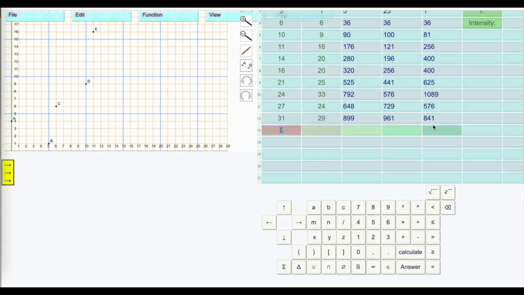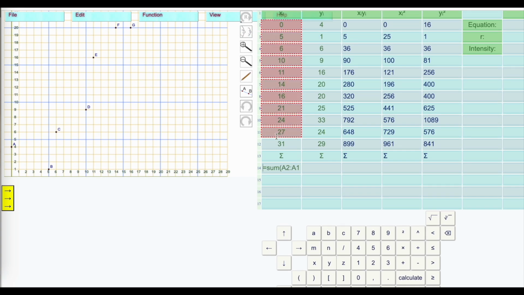I'm just labeling this to separate my sums from my last value, because it's easy to confuse your last value with the sum of all of these values. This is equal to the sum of, from here down to here, which is 165. Fill that across, then we have all of those. I need to figure out the n, the number of values. That is 11.